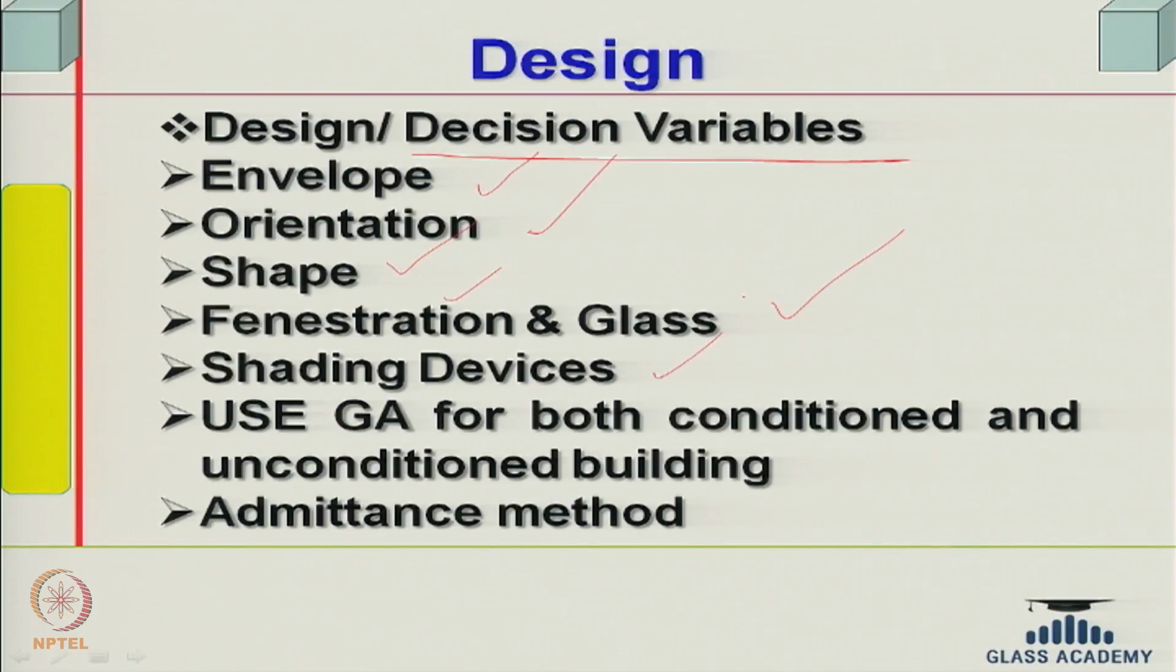Shading devices, I will discuss some of them. These are the decision variables, and you want to find out the best combination. You can use some sort of optimization process, for example, an evolutionary algorithm of the kind of genetic algorithm, etc. But then you must have a method for estimating the quantum of heat coming in. One such method is what we call the admittance method. I am obviously not going to go into the mathematics of it.